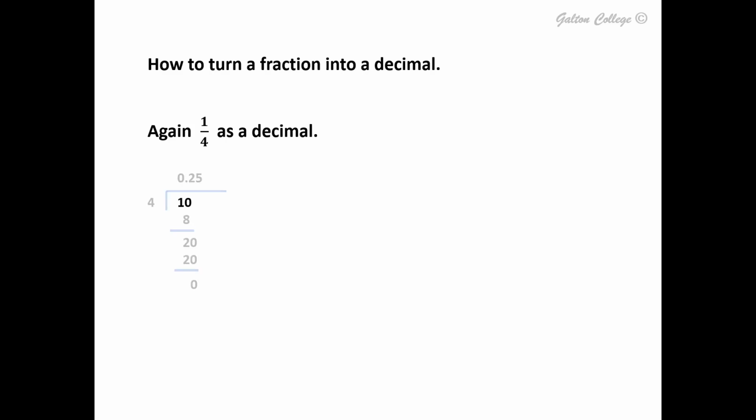Again, a quarter as a decimal. Well, if we take 1 and divide it by 4, we can't do it. So we add a 0. Now, as soon as you add a 0, write a 0 up here and a point. So 4 into 1, can't do. 4 into 10, yes, we can do. But as soon as you add that 0, add a 0 up here and add the point. It'll stop you making mistakes. So do that immediately.